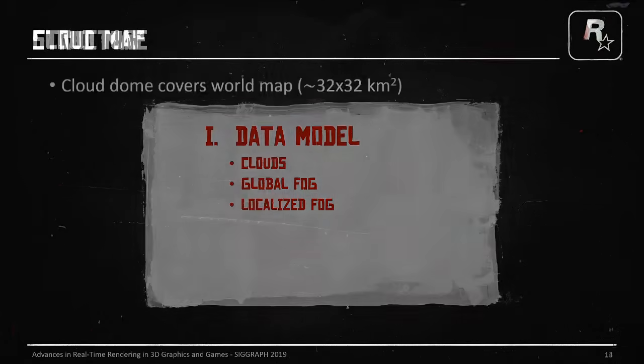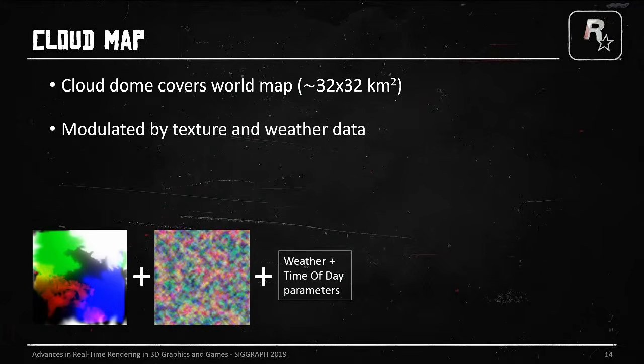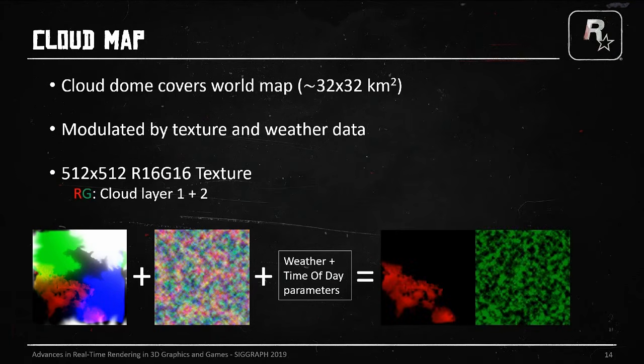For clouds, we look at a cloud map, which is essentially a top-down representation of the cloud dome, which covers the full visible world. And it is modulated by a set of textures like masks and noise textures, as well as weather and time of day parameters. And as a result, we generate a 2-channel texture where each channel represents a cloud layer.